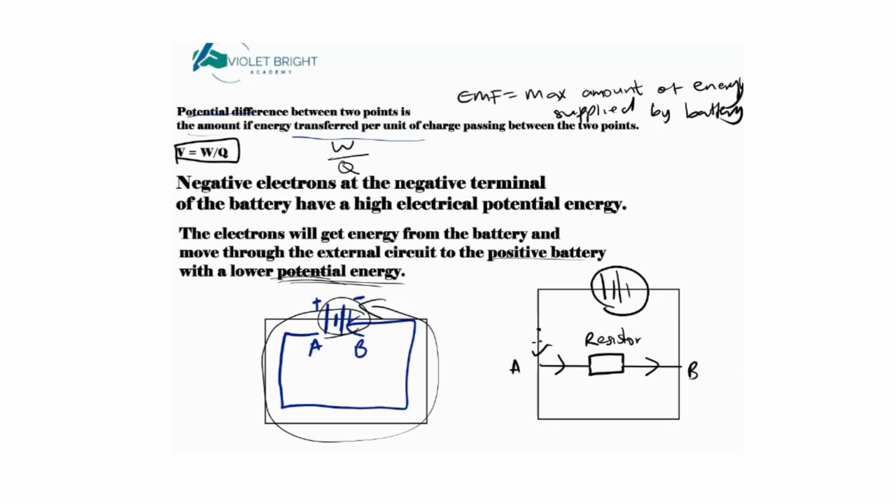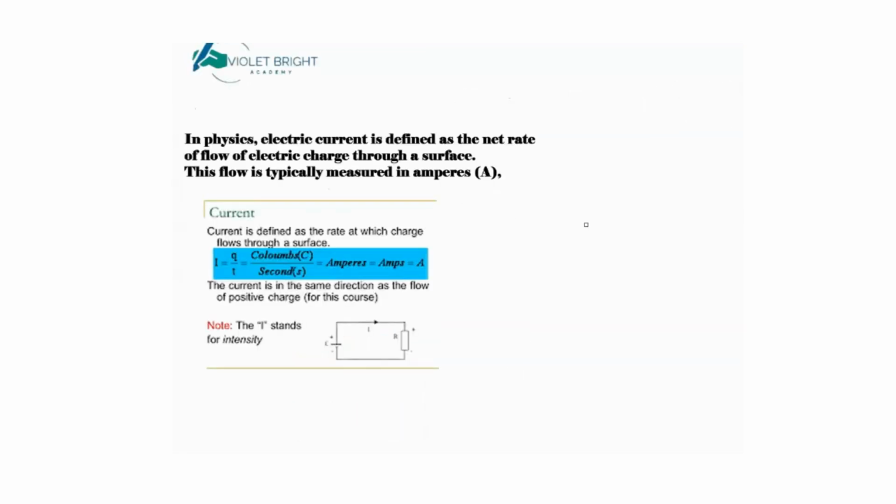So now let's move to the current. In physics, electrical current is defined as the net rate of the flow of charge. You can say basically it is the flow of charge in a surface. So now, how do we calculate the current? The current, we are going to use I. Remember the voltage we were using V. Current we're using I. So it's equal to the charge per unit time.